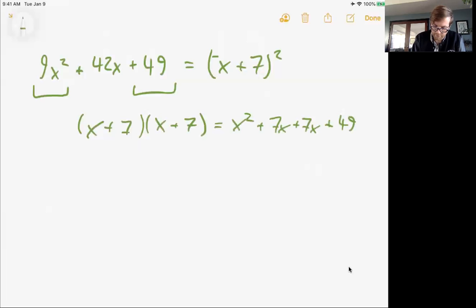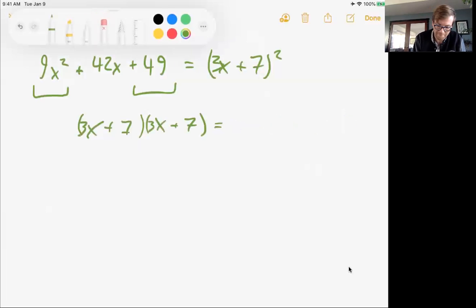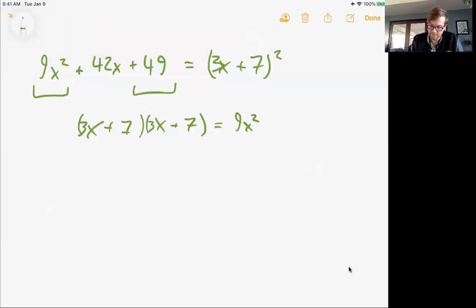Oh, my 3, I forgot my 3. See, that's why we check our problems, kids. Because you will lose points on your test if you do stuff like I just did and you don't check your work. Boom. Okay, so 3x times 3x, okay? That's the 9x squared. And then let's see, 3x times 7 is the 21x, plus 21x, plus 49, and we did it.